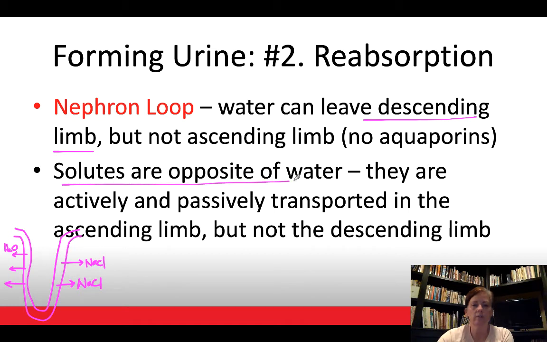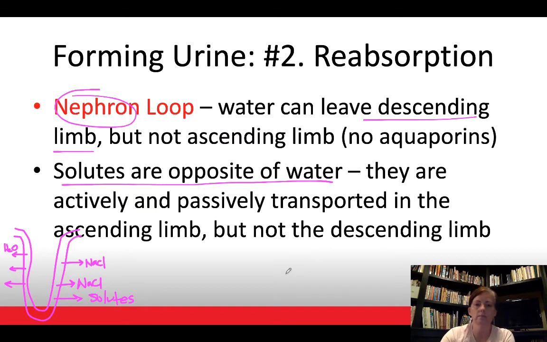Other solutes as well, but sodium chloride is going to be a primary one. So solutes are going to be the opposite of water in terms of the nephron loop. Water gets reabsorbed in the descending limb. Sodium chloride and other solutes are going to be reabsorbed in the ascending limb. Okay, so that is definitely important to know. So we have other solutes there too.